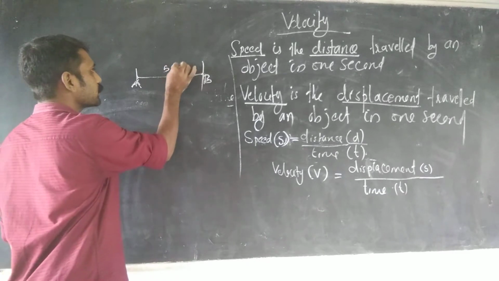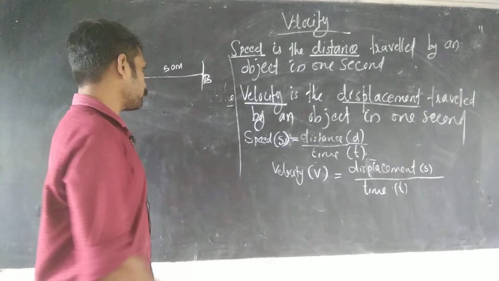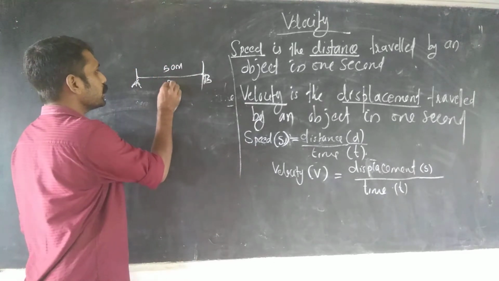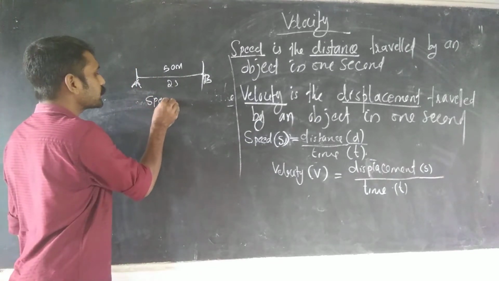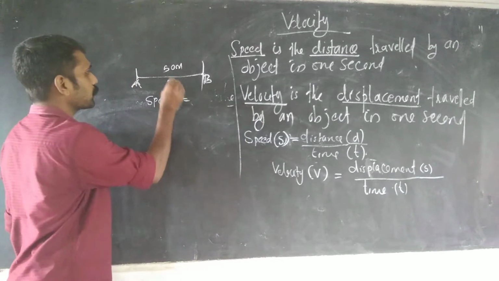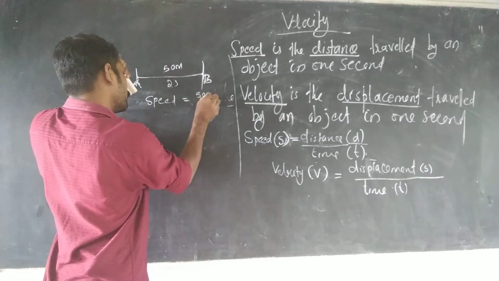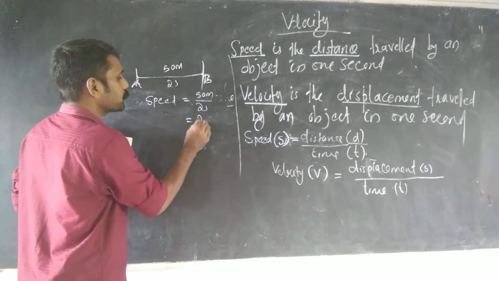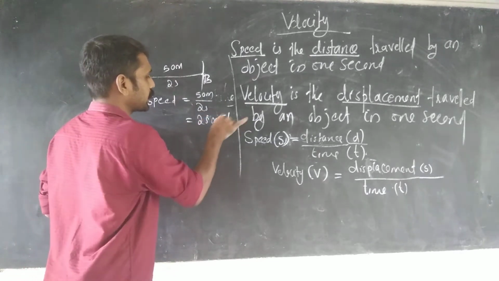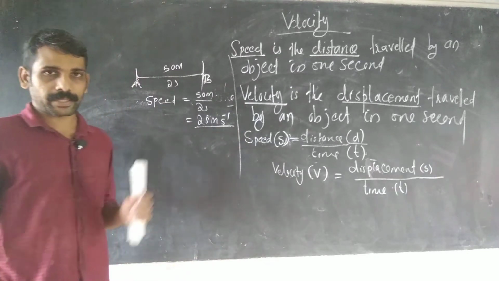The distance from A to B is what? 50 meter. Okay, 50 meter in 2 seconds. Time is 2 seconds. So what is speed here? Speed is equal to what? Distance by time. What is distance? 50 meter, and what is time? 2 seconds. So what is speed? 25 meter per second.